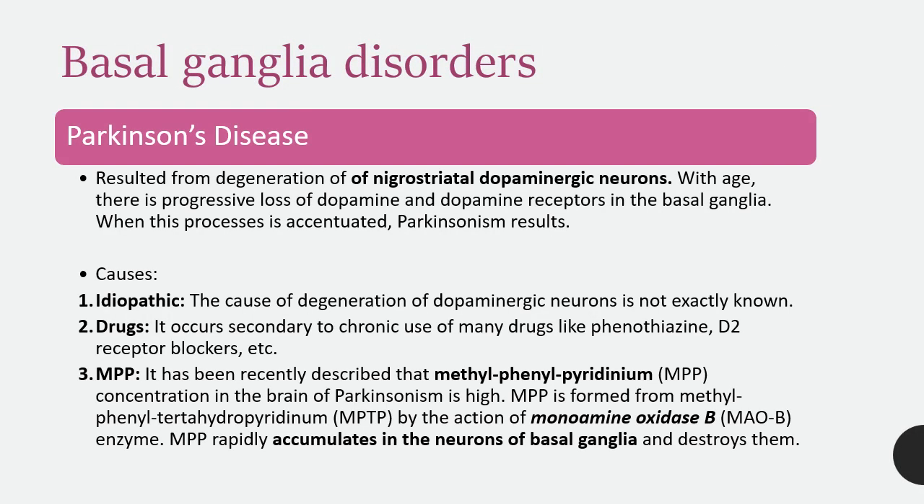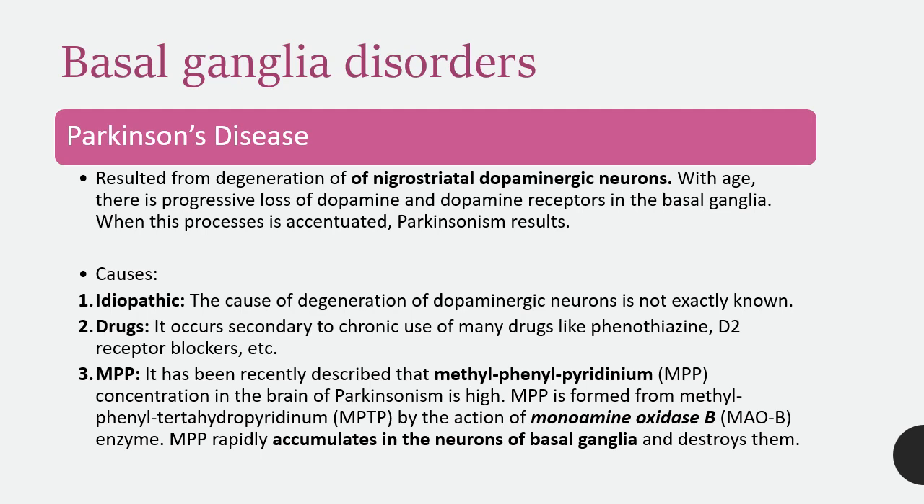Basal ganglia disorders. There are several basal ganglia disorders like Parkinson's disease. Parkinson's disease results from degeneration of nigrostriatal dopaminergic neurons. With age, there is progressive loss of dopamine and dopamine receptors in the basal ganglia. When this process is accentuated, Parkinsonism results.